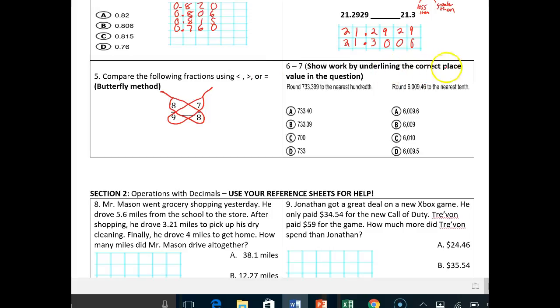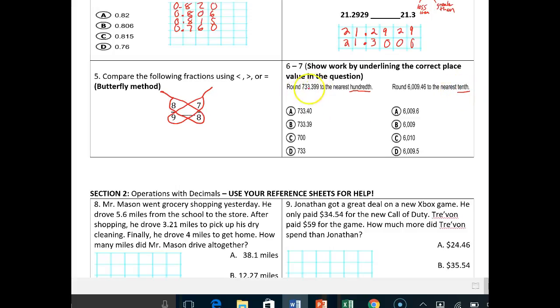Show your work by underlining the correct place value in the question. Round 733.399 to the nearest hundredth. Round 6009.46 to the nearest tenth. Use your reference sheet to understand where the hundredths place is. Use your reference sheet to understand where the tenths place is.